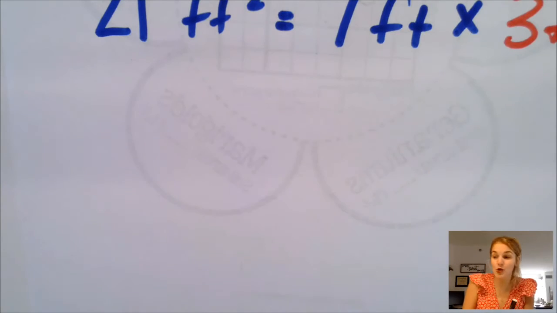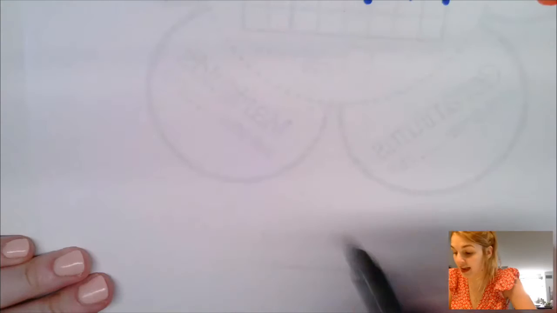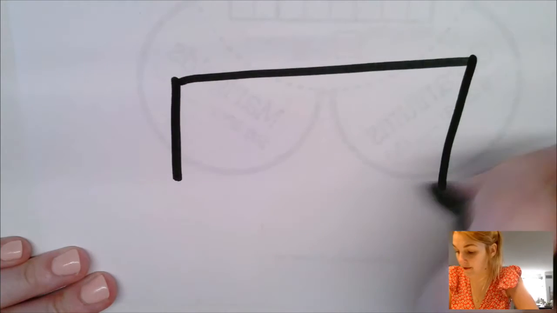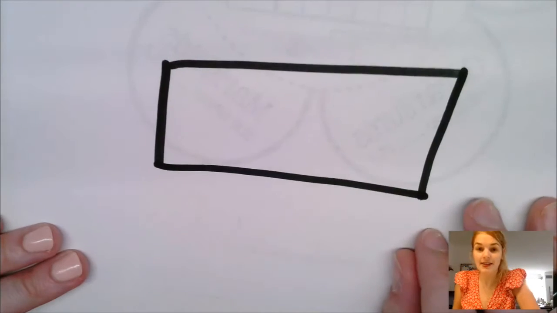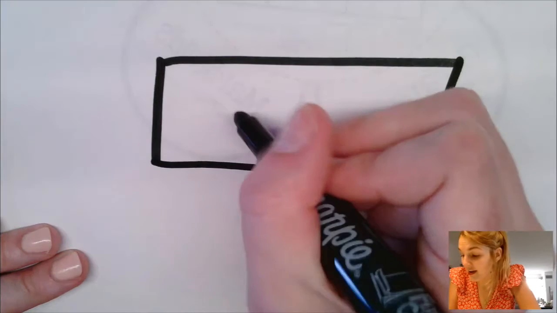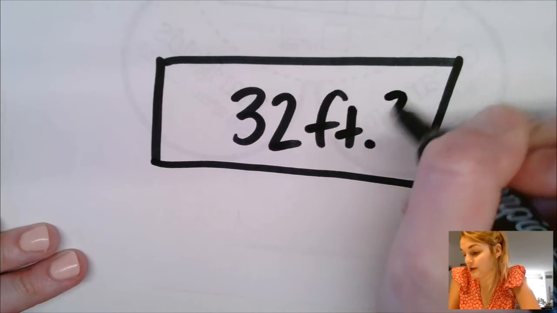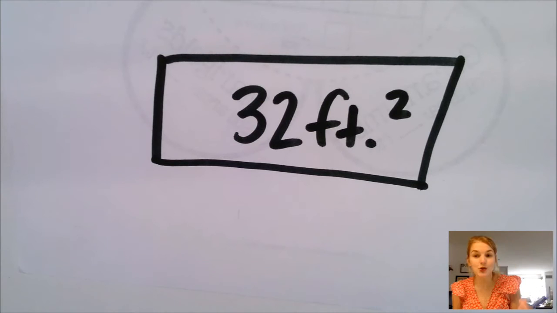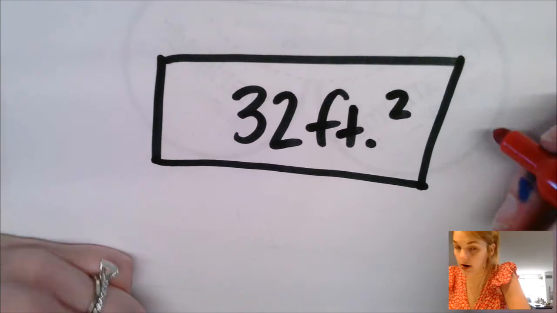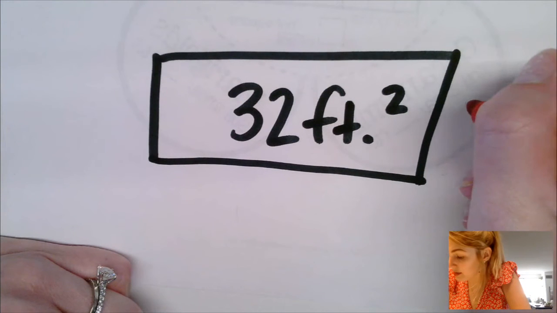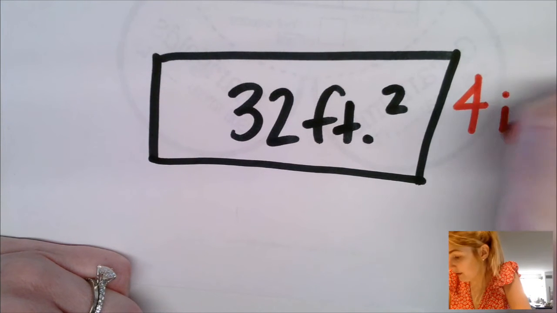Same thing if you know the width and not the length. I'm going to draw my shape here. Let's say that you know that the area is 32 feet squared. Inches, units, meters, it could be any unit. And now we know that over here, the width is going to be 4 feet.